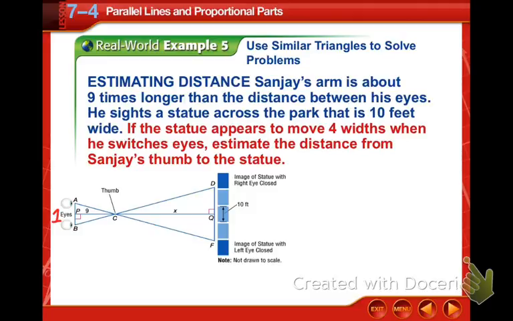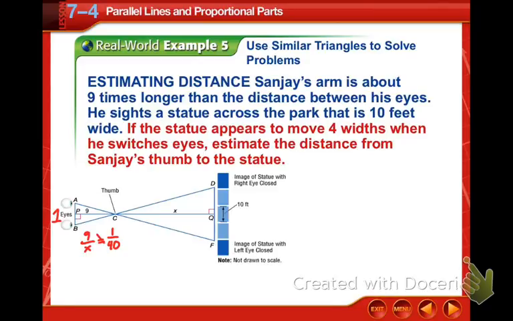We don't know the distance from his thumb to the statue, but we do know that the statue moves 4 widths. So that means that our equation is going to be 9 over x equal to, so 9 is the altitude here, and x is the altitude, so we're going to go from small base to large base. So that's going to be 1 over 40. That's 10 times the width, right? So 4 widths is 4 times 10, which is 40.